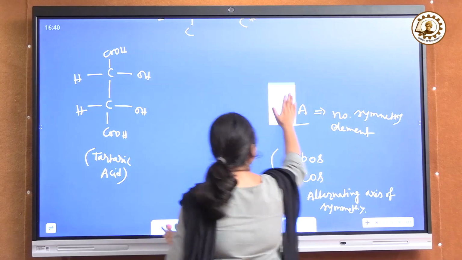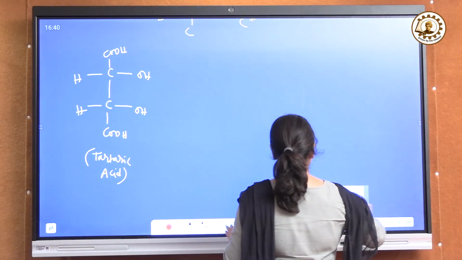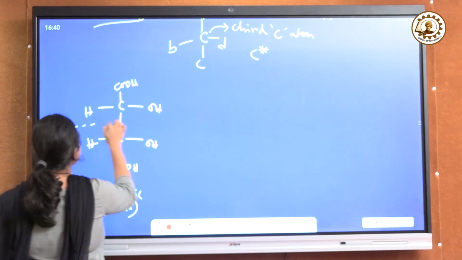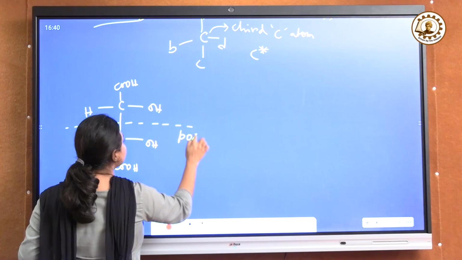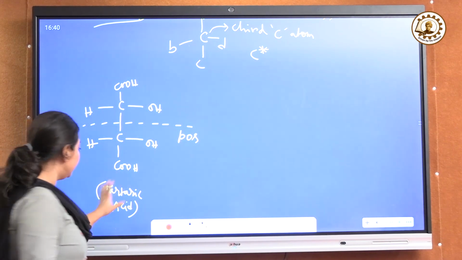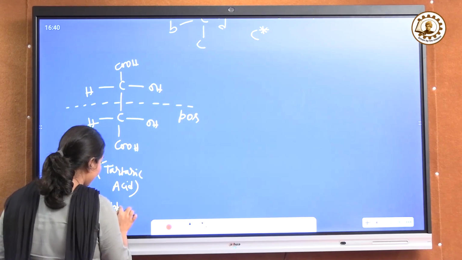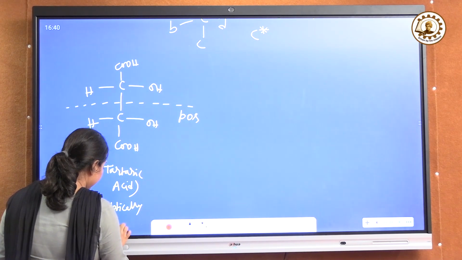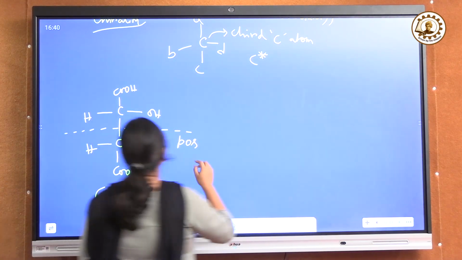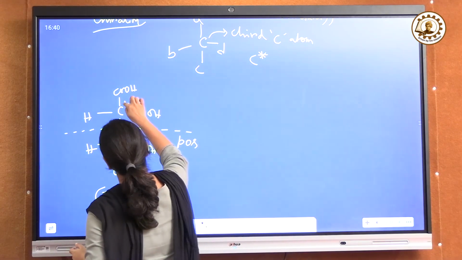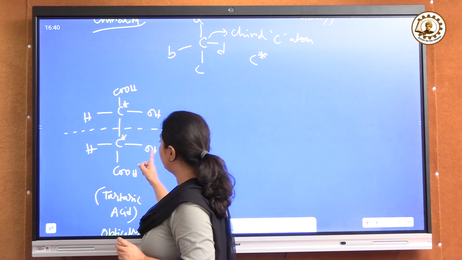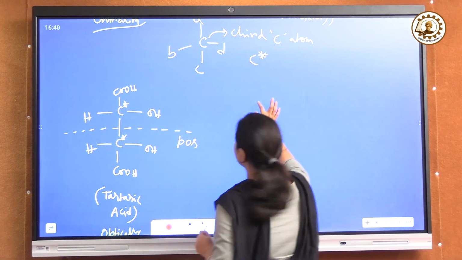Now, coming to the example, tartaric acid. In this case, we can see that there is a POS, a plane of symmetry. That means this form is optically inactive. Now, this is also a chiral center, this is also a chiral center.